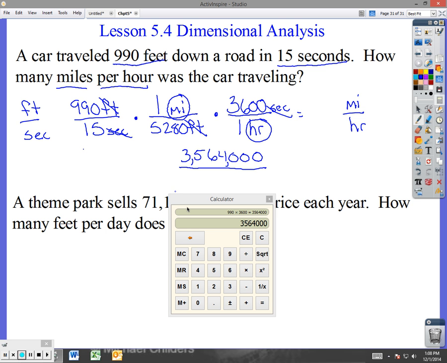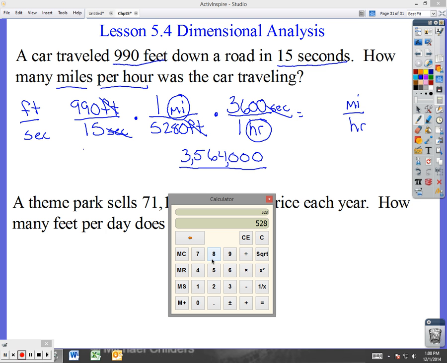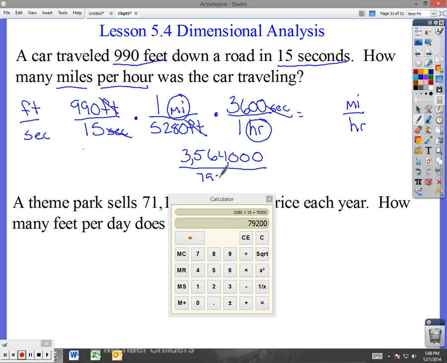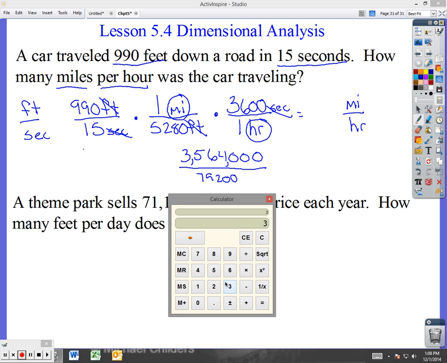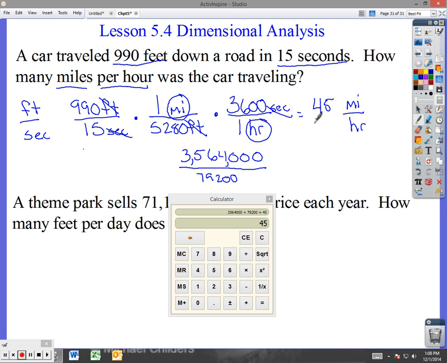Divide that by, we have 5,280 times 15. That equals 79,200. We're going to divide now. We have 3,564,000 divided by 79,200. That equals, I am going 45 miles per hour. If I write it like this, 45 miles per hour.